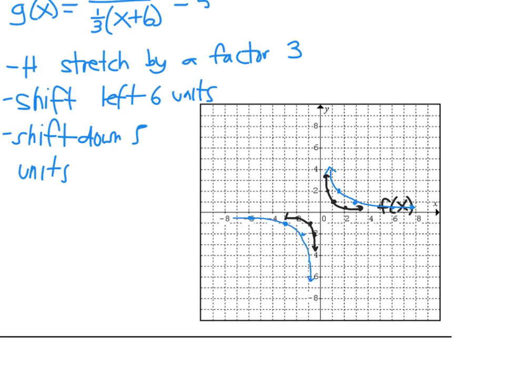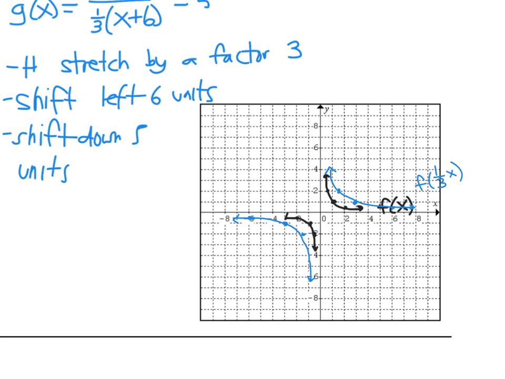And make sure you don't go past where your asymptotes are. So now I'm going to label this f at 1/3x. Now, you're going to shift to the left, then down 5. So before I even shift, I'm going to draw in my new asymptotes.